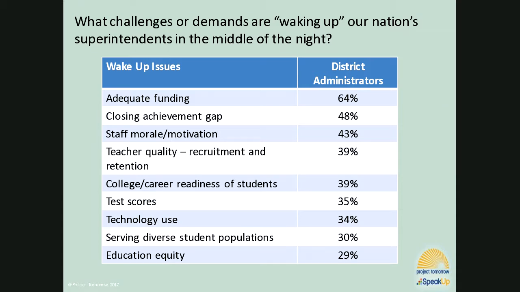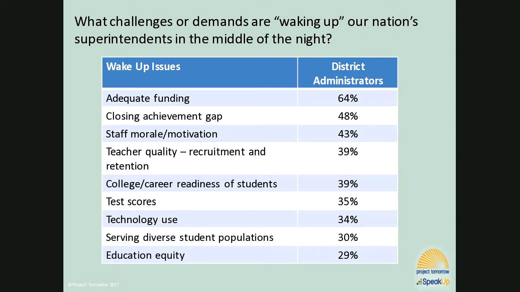What is interesting to us is the fluidity or the movement in some of these wake-up issues. And we actually ask administrators to look at about 15 different wake-up issues. So some of these we've seen kind of move up and down a little bit. This idea around staff morale and motivation has been consistently moving up over the last couple years. I think a lot of that is a statement about the change that's happening in schools and the impact that's having on teachers in particular. So that one has been interesting because that one's been moving up.